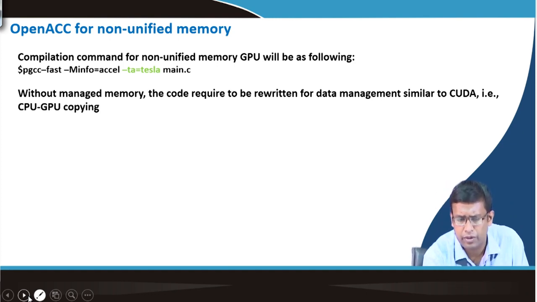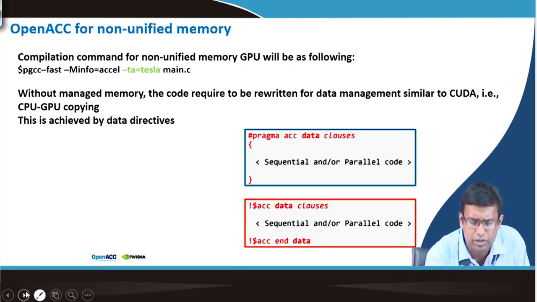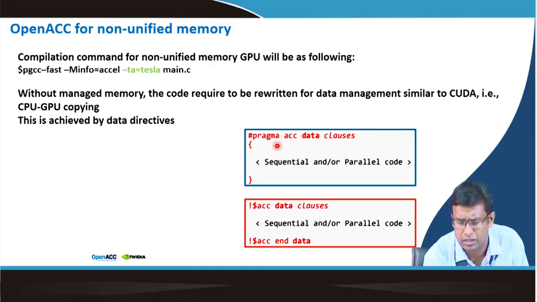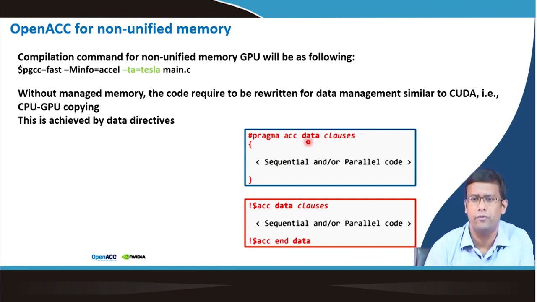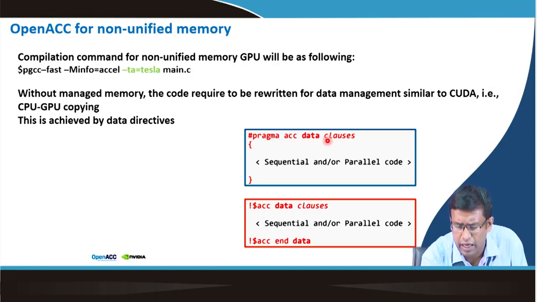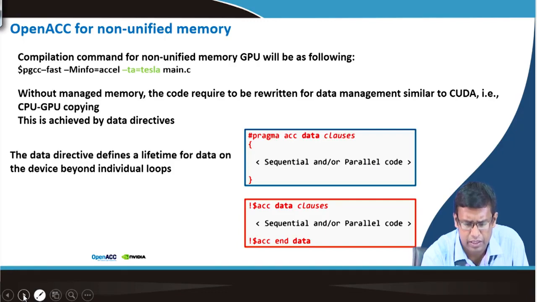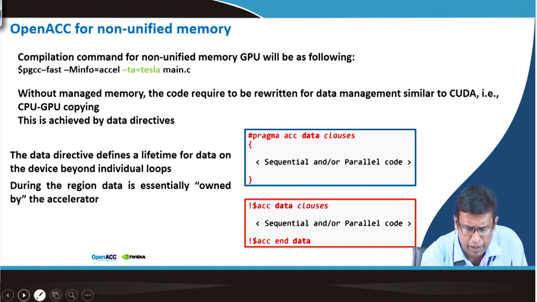Without managed memory, the code needs to be rewritten for data management, similar to CUDA, that is CPU to GPU copying. And this CPU to GPU copying is obtained by data clauses and the data directive, where you write #pragma acc data with the clause that says how the copying will be done, CPU to GPU or GPU to CPU. Using this directive, you can copy the data. We will see some examples soon. The data directive defines the lifetime for data on the device beyond individual loops. During the region, the data is essentially owned.